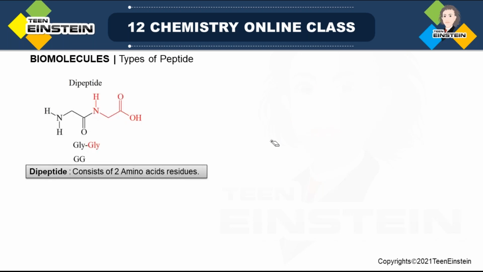So here we have the first type. This is the simplest possible because at least 2 amino acids you have to take. So here we have taken 2 amino acids, one in black color, another in red color. Both the amino acids are the same. Both are basically glycine.